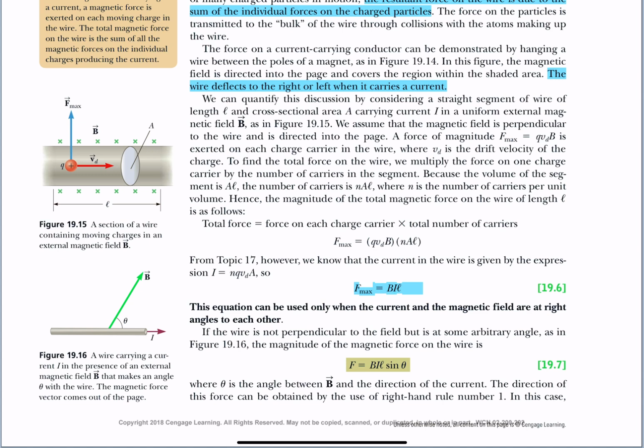If you're not moving perpendicular to the magnetic field, but at some angle, then the force acting on the wire will not be as great. And that's why we throw in the sine theta in order to reduce the magnitude of that force.